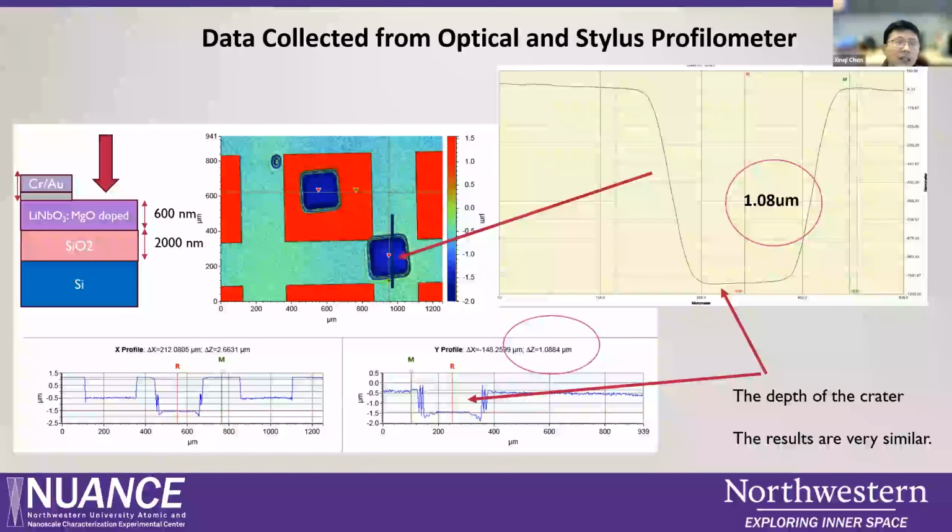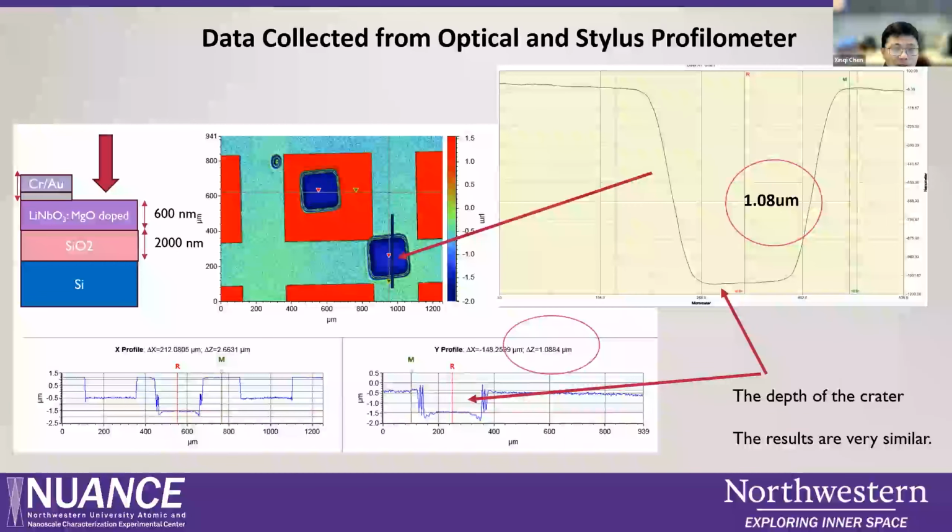Here I want to show two results, one using an optical profilometer and one using a stylus profilometer, to give you the difference and compare. This is a device that is metal coated on lithium niobate and on SiO2 silicon. On the surface, we have two craters. We first measured the right crater.